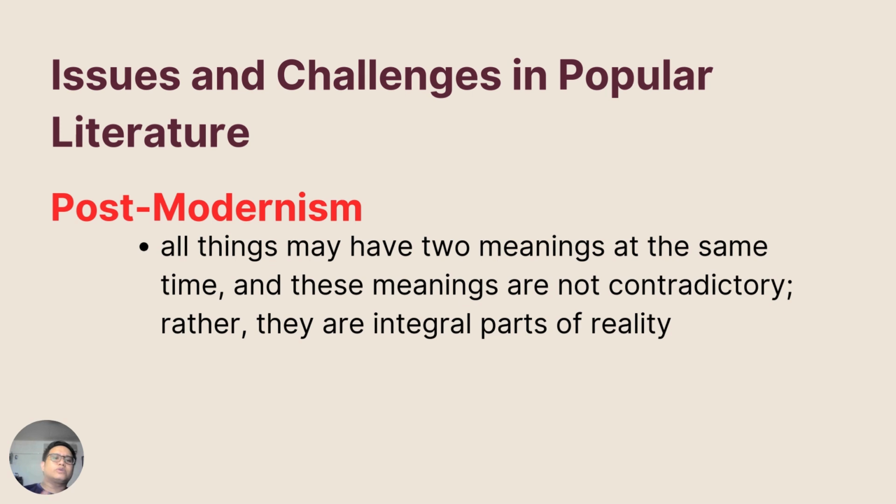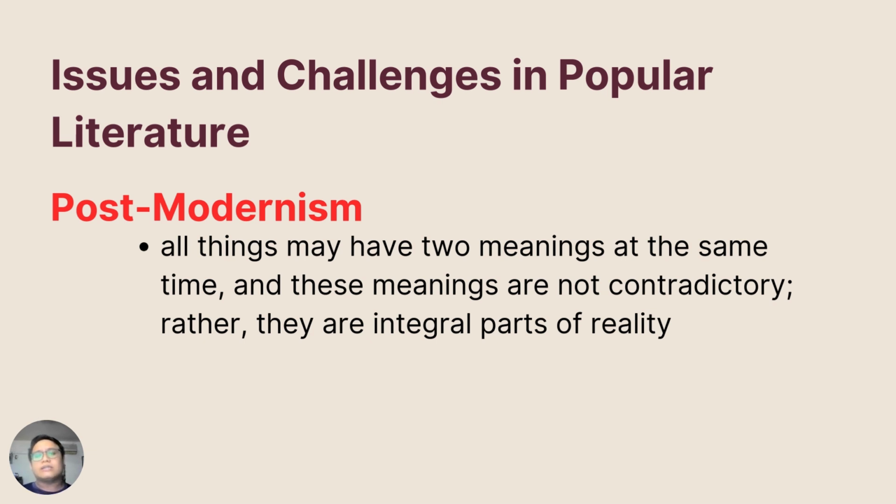Now let's look at some issues and challenges in popular literature. There are some issues that we have to discuss. First is the idea of postmodernism. Now, postmodernism says all things may have two meanings at the same time, and these meanings are not contradictory. Rather, they are integral parts of reality. So how does this become an issue?